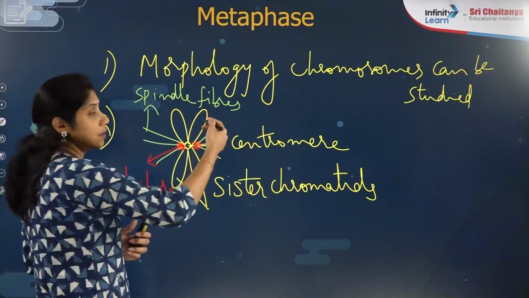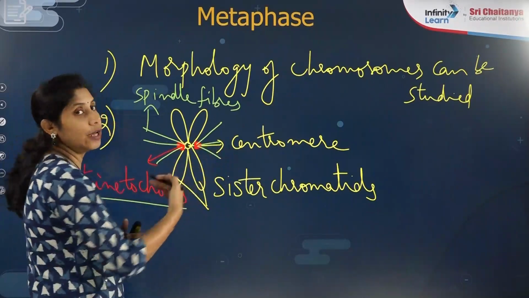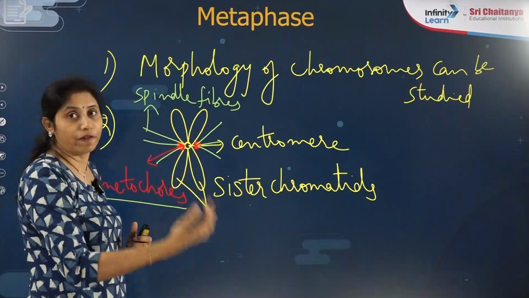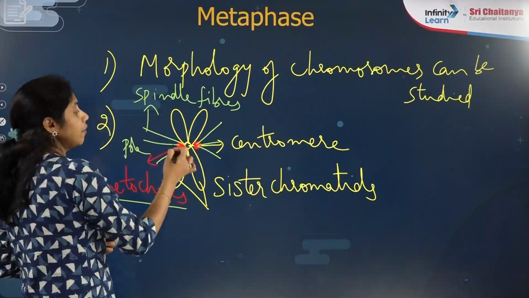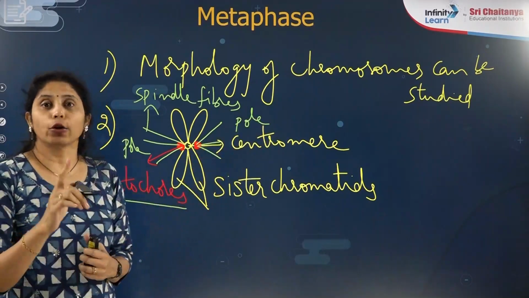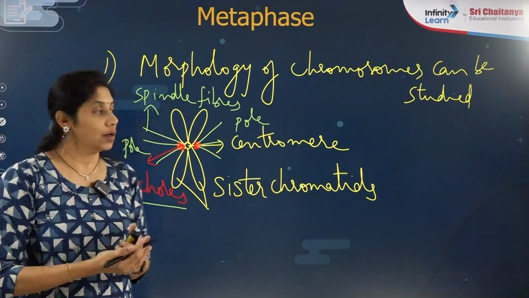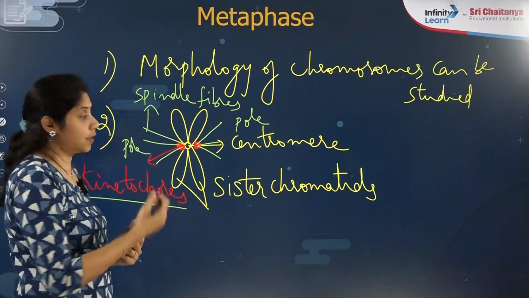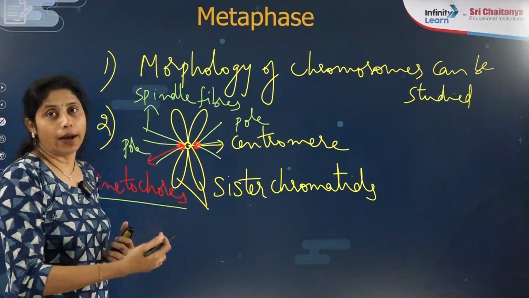So spindle fibers which are formed already will be coming and attaching to the chromosomes from both the ends. Each chromosome is connected to both the poles by two different spindle fibers. From this pole, one spindle fiber, and from this pole, another spindle fiber will be connecting to the one chromosome, so that sister chromatids will be connected to two different poles. This connection will be happening in the metaphase. First, kinetochores will come and attach, and to the kinetochore, spindle fibers will come and attach.